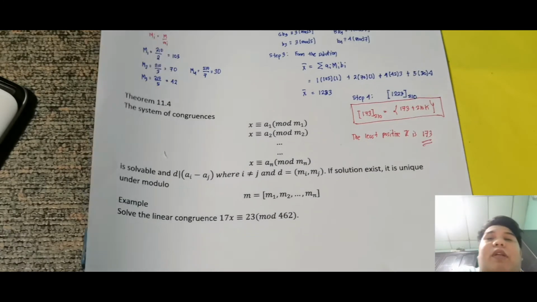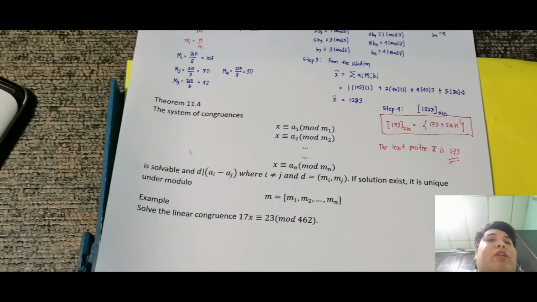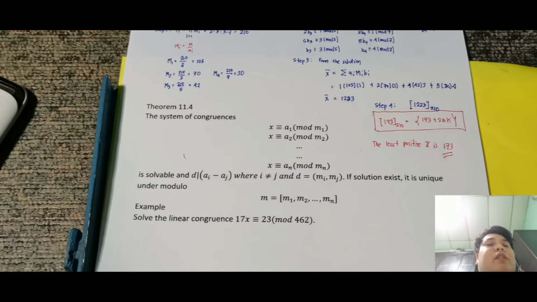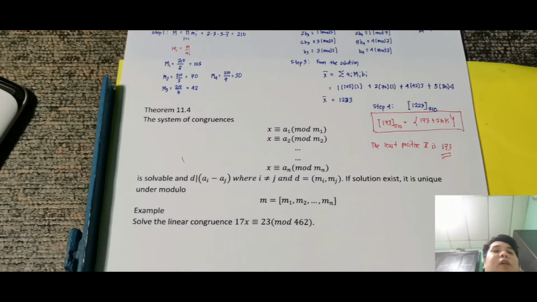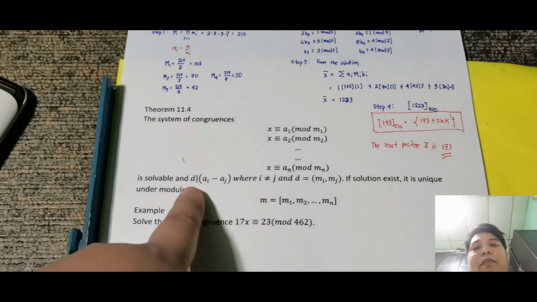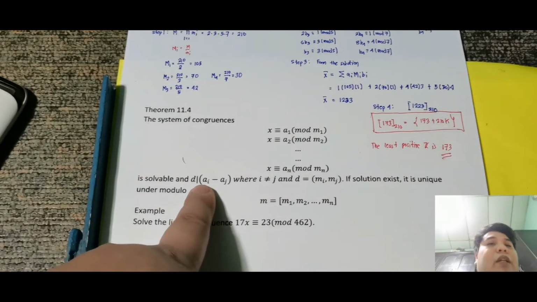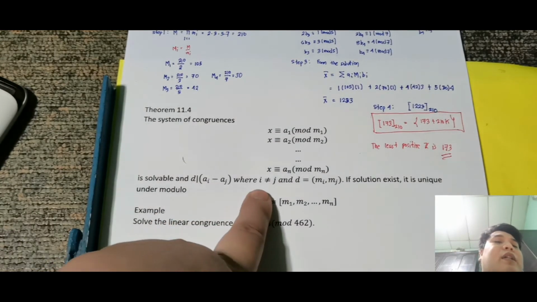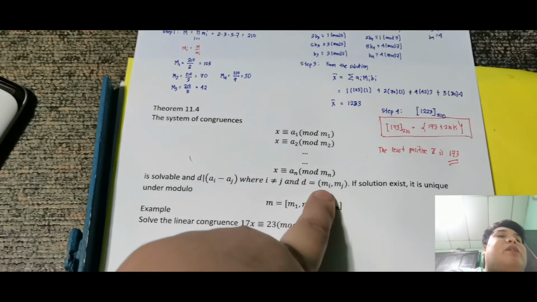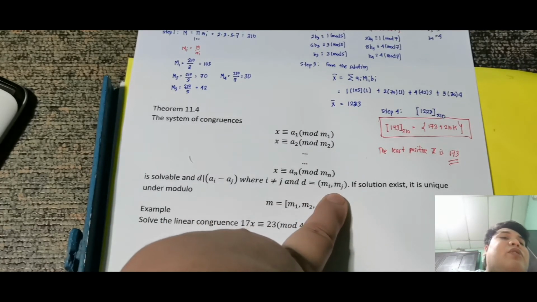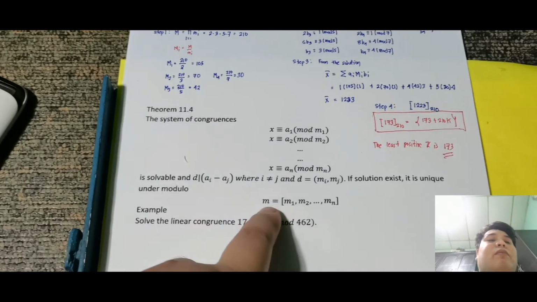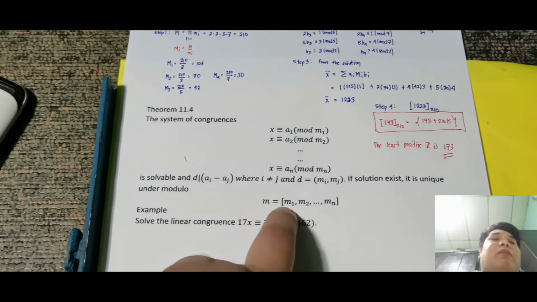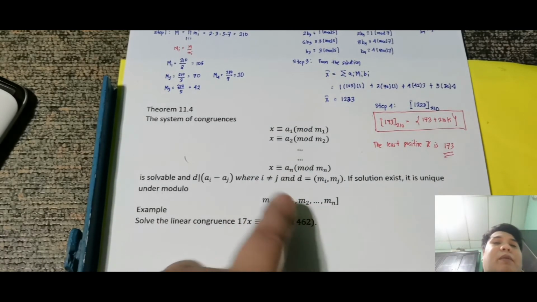Okay, so next is we have theorem 11.4. So, sabi na, the system of congruence, x congruent to a sub 1 mod m sub 1, x congruent to a sub 2 mod m sub 2, up to x congruent to a sub n mod m sub n, is solvable if d divides a sub i minus a sub j, where i is not equal to j and d is equal to gcd of m sub i and m sub j. If solution exists, it's unique modulo m, parang yung multiplier. Kumbaga, ito yung LCM na m sub 1, m sub 2, up to m sub n.